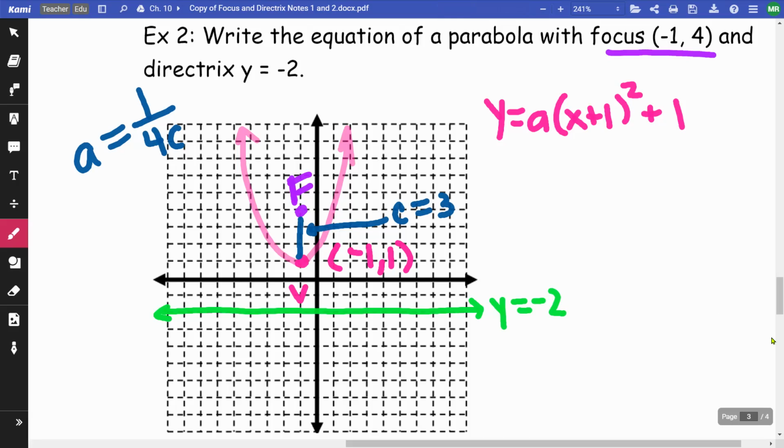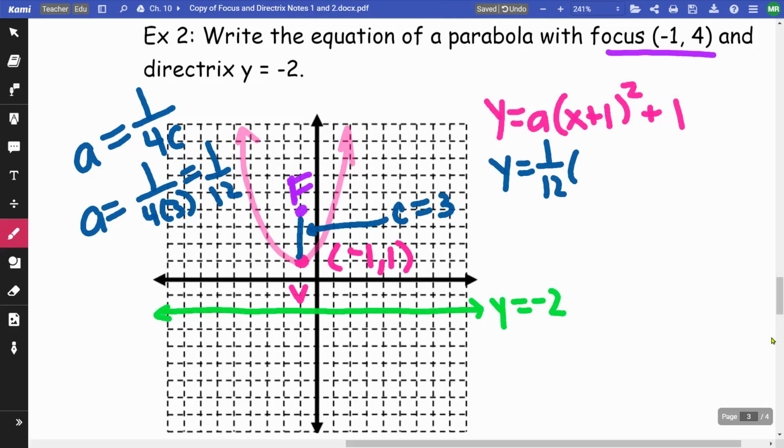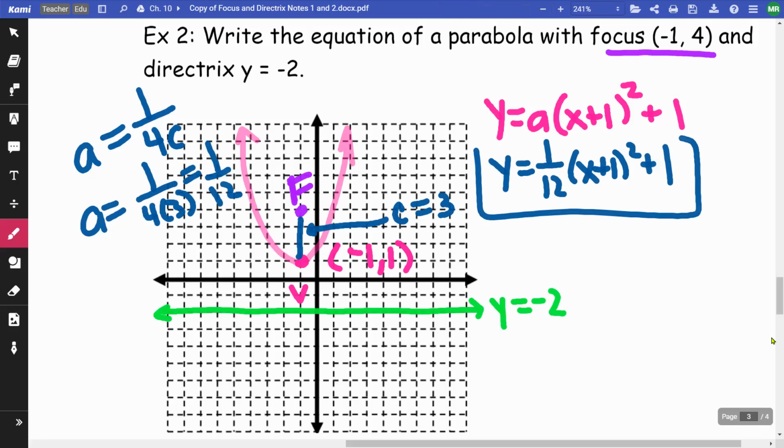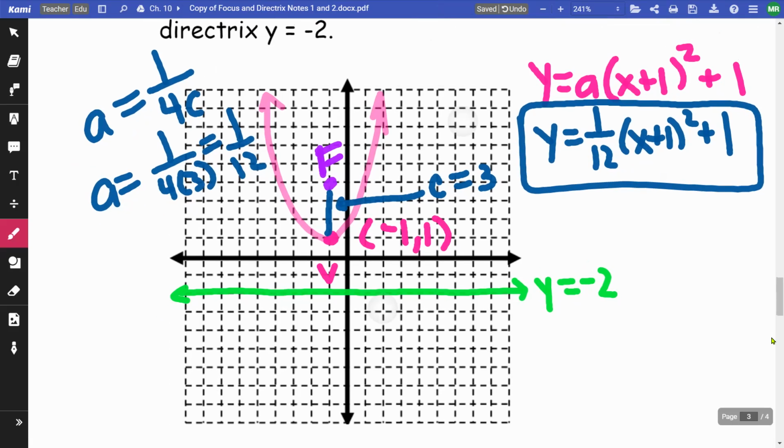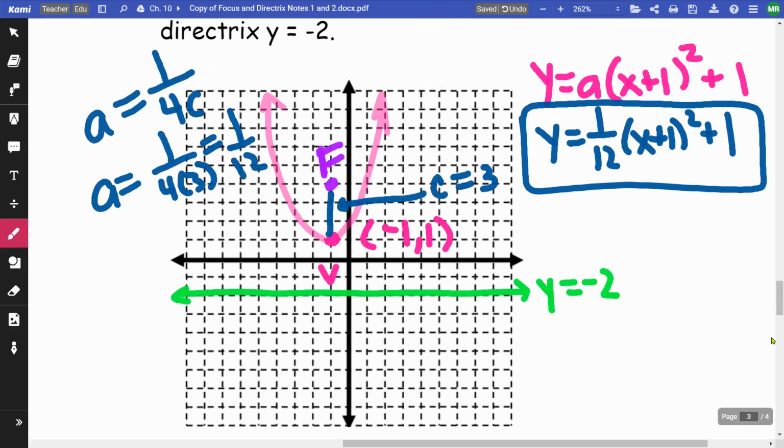So knowing that my c is 3, I know that my a is going to be 1/4 times 3, or 1/12. So my equation is going to be y equals 1/12 (x plus 1) squared plus 1. That's my equation. So again, your c is always the distance from your vertex to your focus. And then we can put that in for my c in 1/4c.